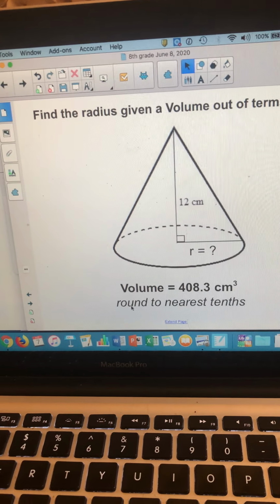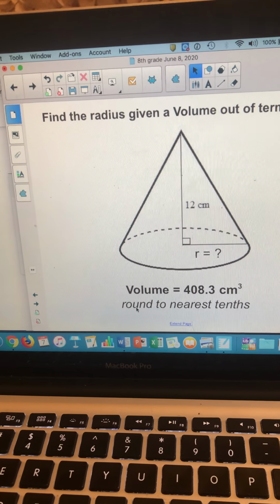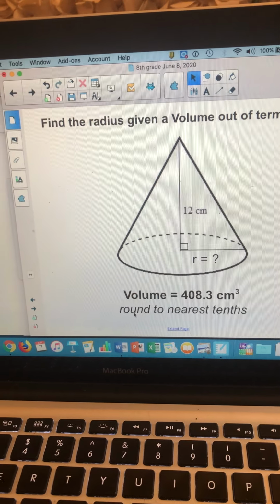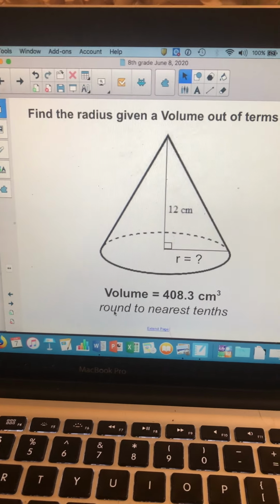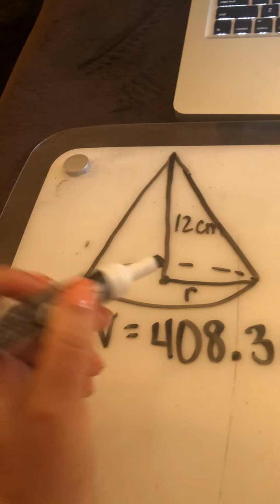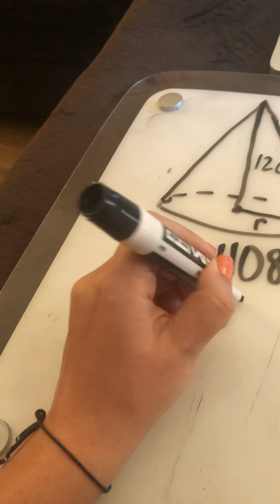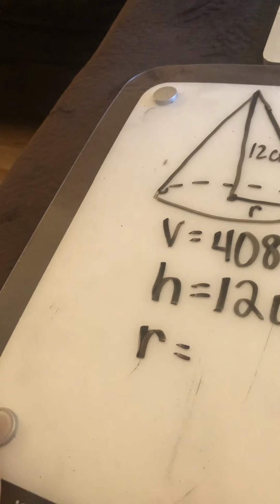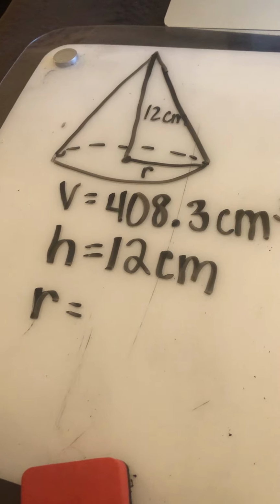Perfect. Alright, so it looks like we are given a volume of 408.3 centimeters cubed. Notice it's telling us at the bottom to round to the nearest tenths for us to find that radius. And then our height is going to be 12. I'm not going to forget that this time. And we are looking for the radius. Remember, if you are ever looking for a diameter, you just take that answer and multiply it by 2.